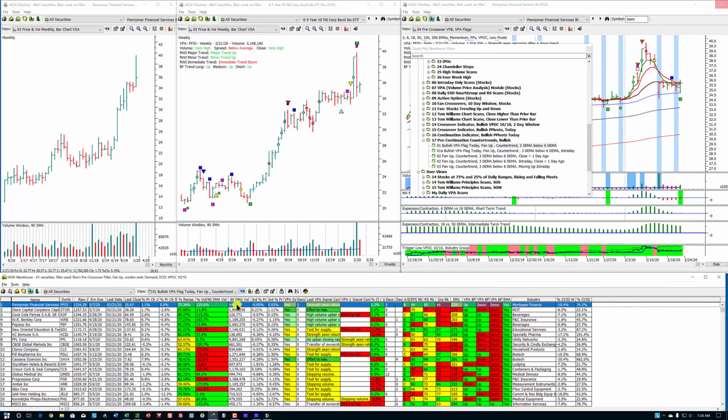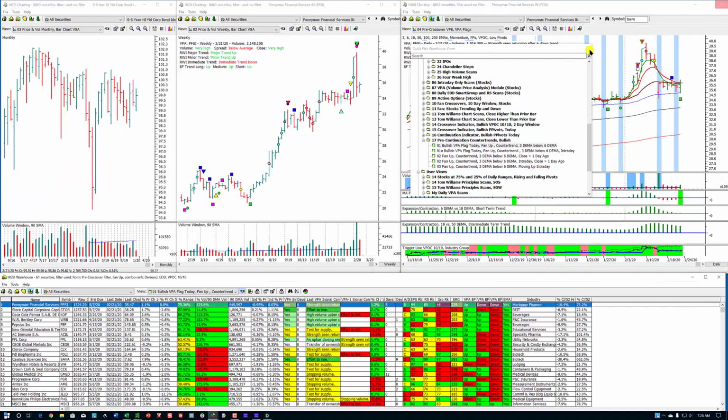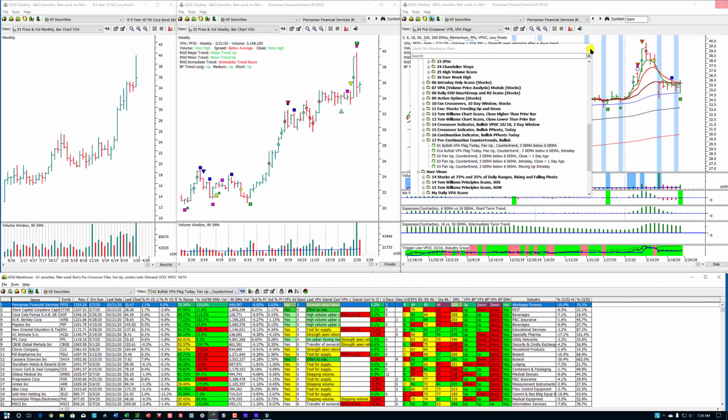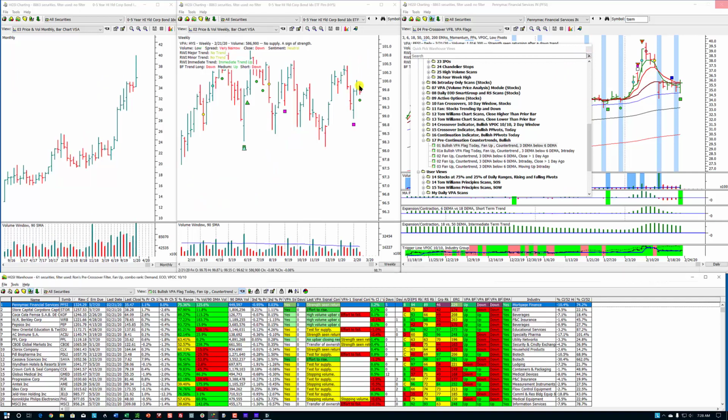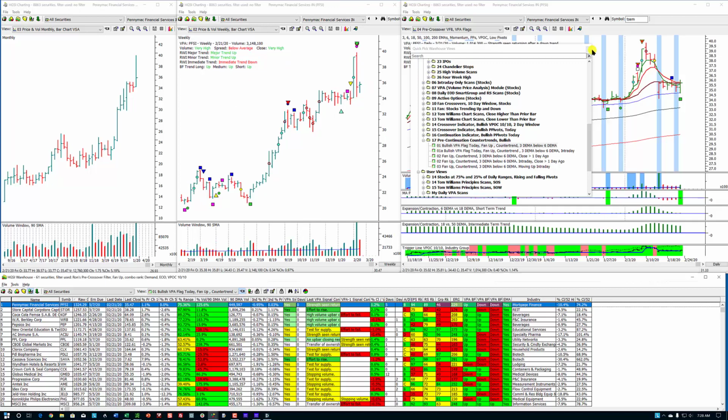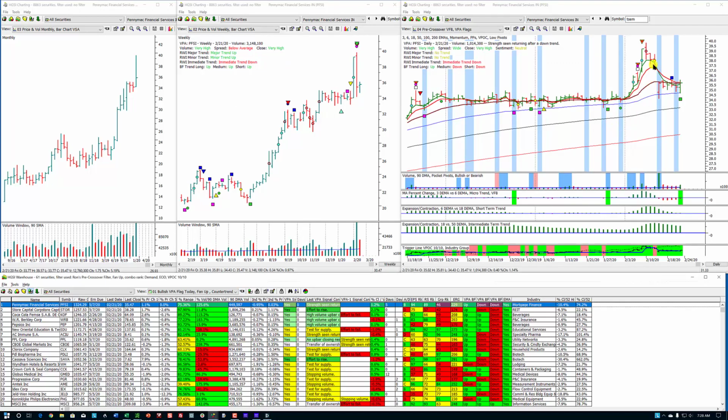So anyway, let's go back here to PennyMac. You can see the colossal weekly failure on that after the breakout. Big move up, and then it collapsed, and now it's setting up again. And that is due to the VPA flag being here, and the 6 is below the 3.